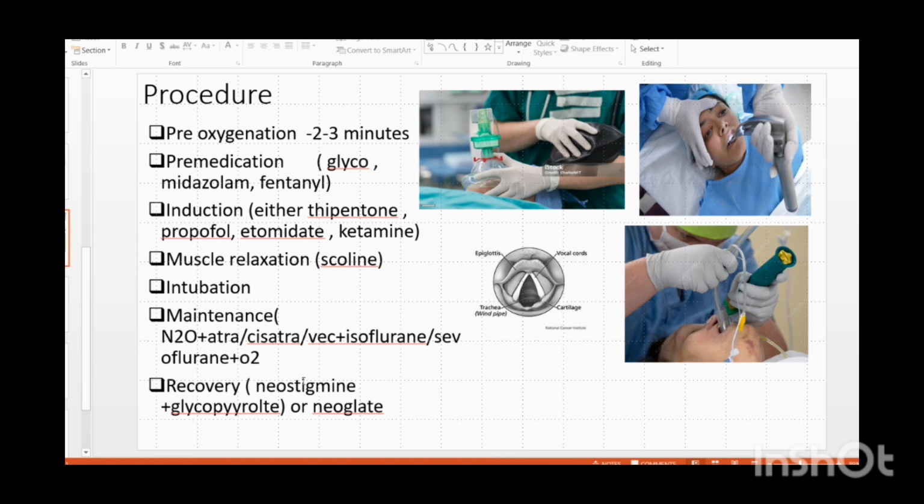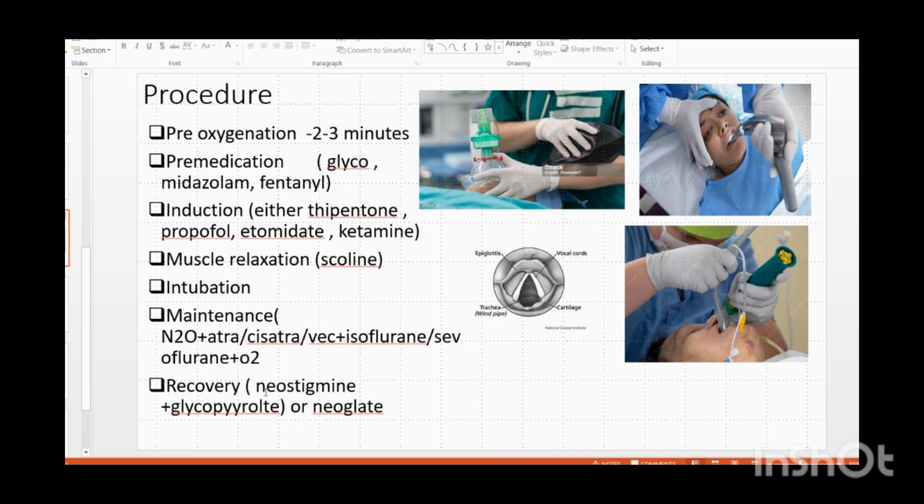So neostigmine we will give, plus glycopyrrolate. Neostigmine will increase the secretion and it will decrease the heart rate. To compensate that, we will give glycopyrrolate. And nowadays we have an ampule like neoglate. This is full of both combination drugs, neostigmine and glycopyrrolate.